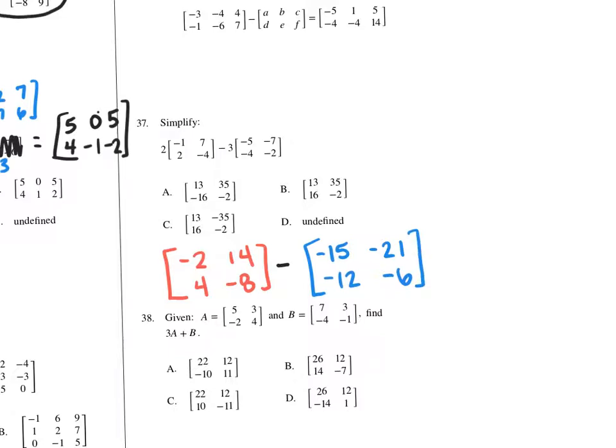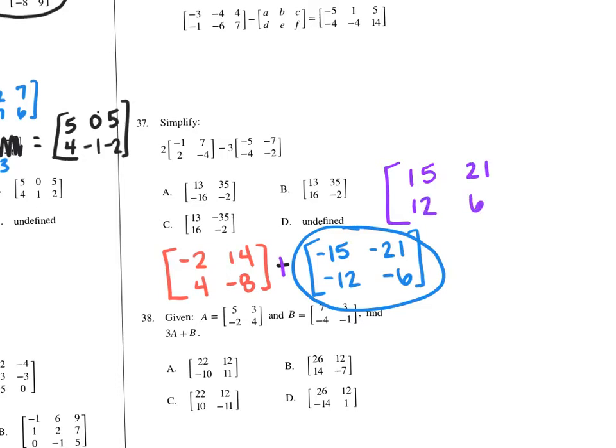Now, notice we still have this negative that was carried down from here. Again, this just means to subtract. So when we subtract, we go back and change all of the numbers in this back matrix into their opposites. So we'll look at the negative matrix. Make that a plus. This is 15, 21, 12, and 6.